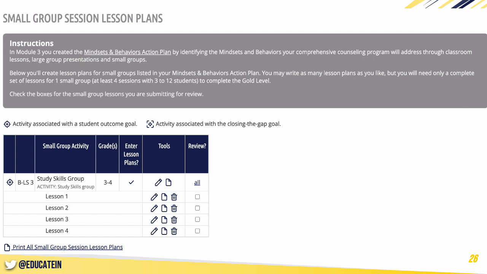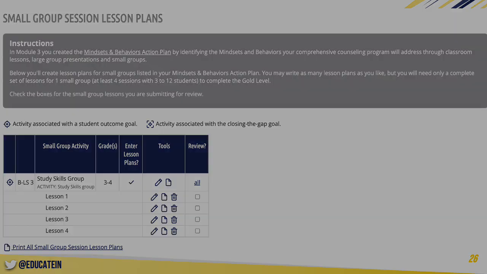If you are a Gold Star level school, you will use a similar process for entering lessons for a small group. These will be similar to entering a unit of lessons. Again, you will see the small groups listed in your Mindsets and Behavior Action Plan. Those groups that are associated with your program's student outcome goals will be indicated by having the target and circle icons listed next to them. Make sure your small group has at least 4 lessons.